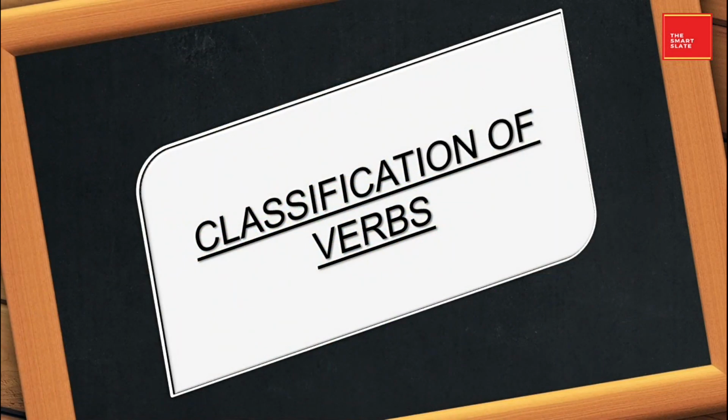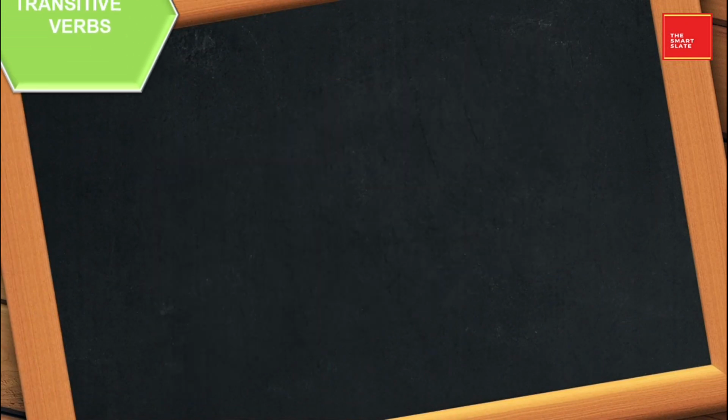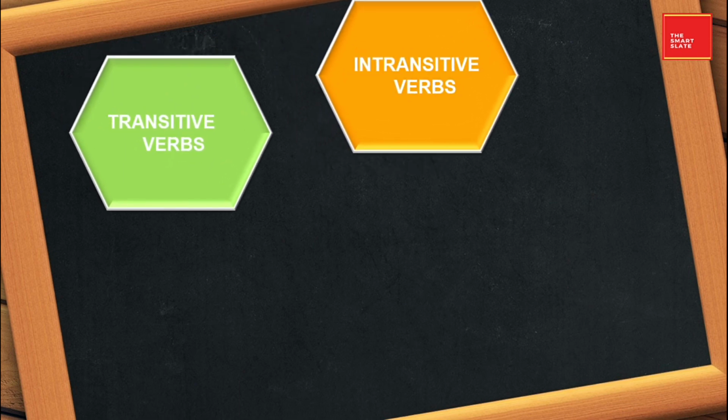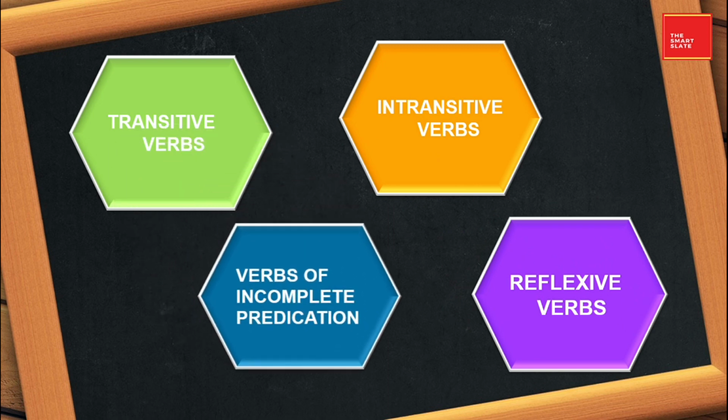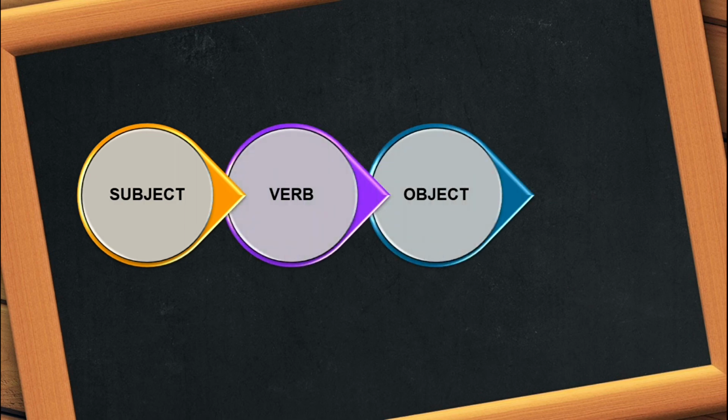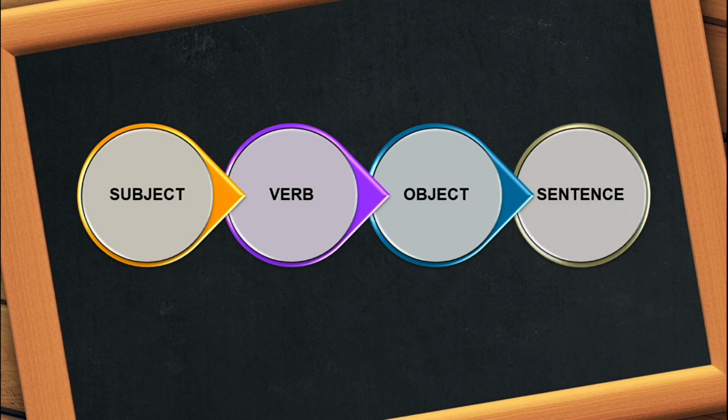So classification of verbs: transitive, intransitive, reflexive, and verbs of incomplete predication. Looking at the meaning of a sentence first, like subject, verb, and object. When you try to make a sentence, you need to have subject, verb, and object. When you add subject to the verb and an object to it, you get the product as a sentence. To form a sentence, there must be a subject, a verb, and an object.